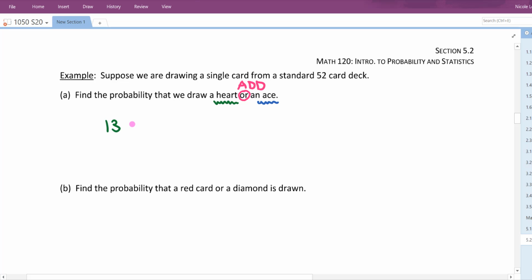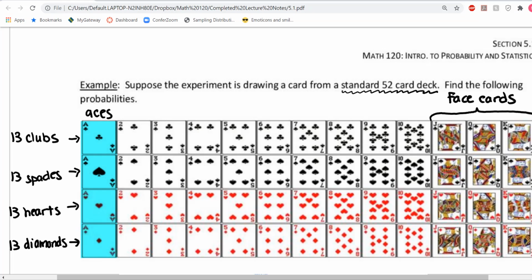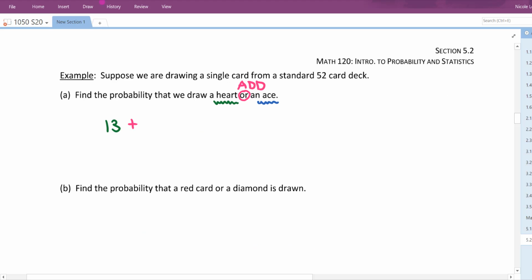Then "or" tells us to add. We want to add our aces, so then we have our four aces. But remember, we have to subtract for this one because they do have something in common.